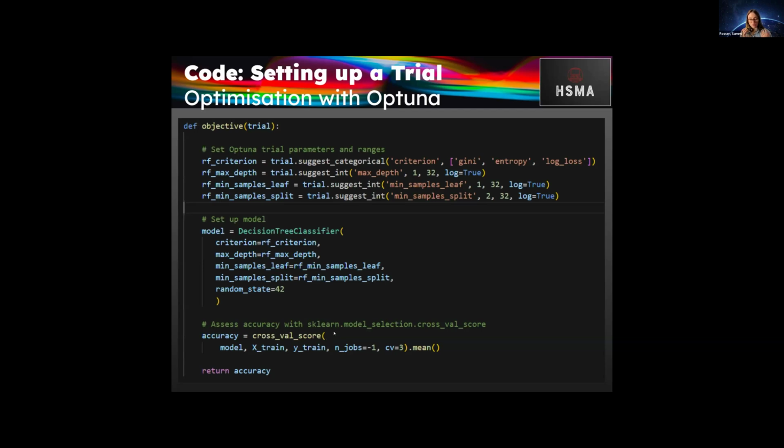We then need to effectively return a score. That's what the model is expecting us to return. So we're going to ask it to return the cross-validation score. We pass in the model.